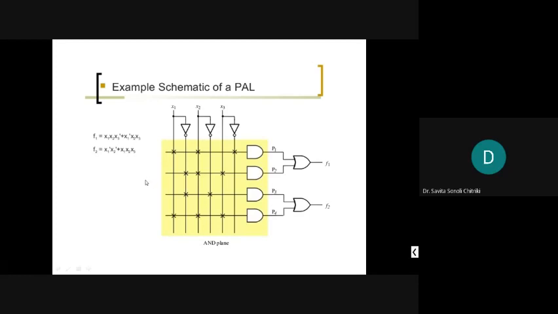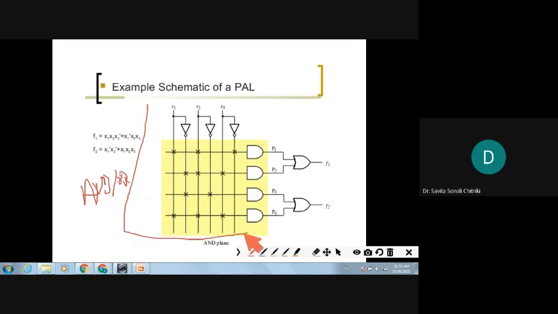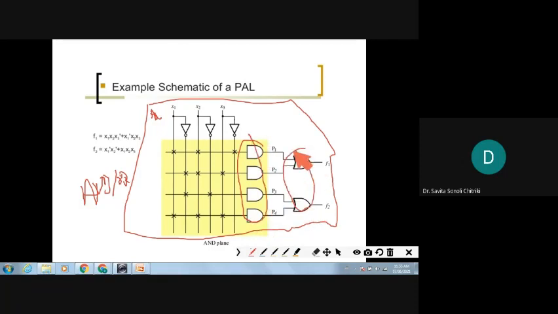So, an example of schematic PALs, you can just see there. I told you it is an AND-OR array internally. That means, if you think of this as one IC, a PAL IC, what will be inside? It will have an AND-OR array inside. So let us see how this works.